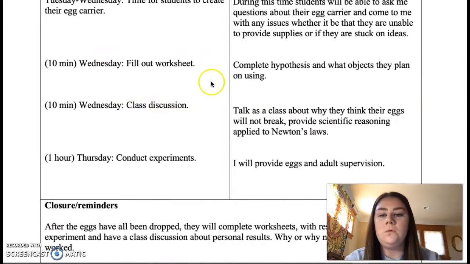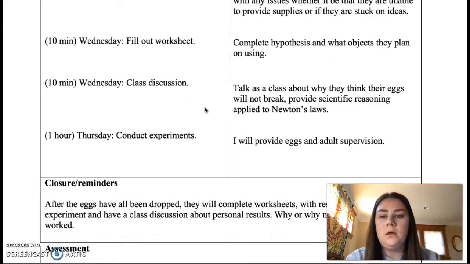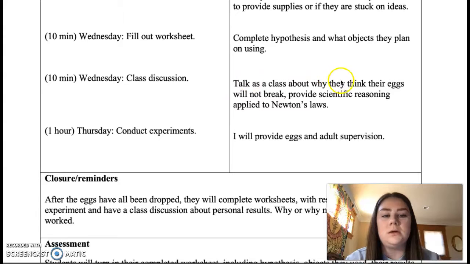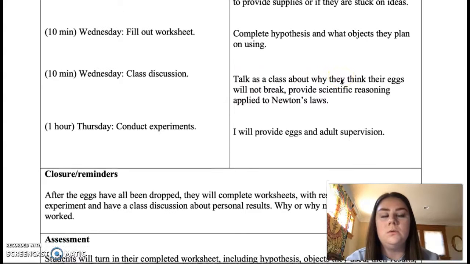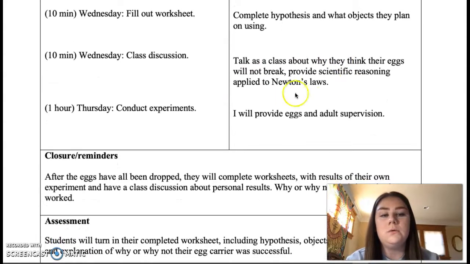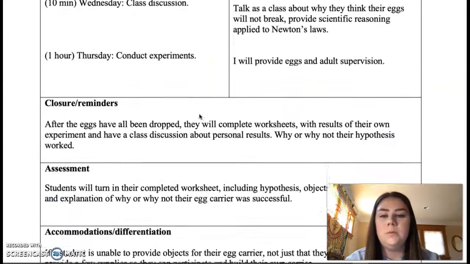Okay, and then the day before the experiment, they will fill out their original hypothesis, and then they'll have to list the objects that they plan on using. And then we'll have another class discussion, and the students will just kind of talk about why they think that their hypothesis and their egg carrier will work, and they'll have to relate that to Newton's laws of force and motion. And then we'll take some time to actually conduct the experiments.